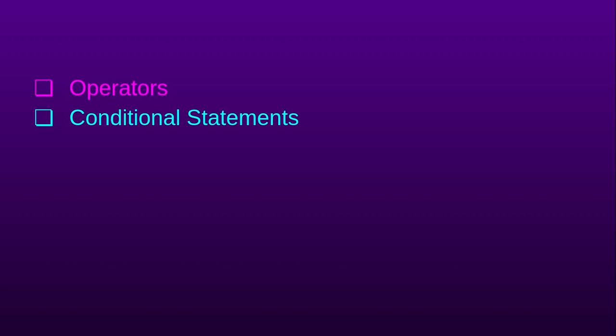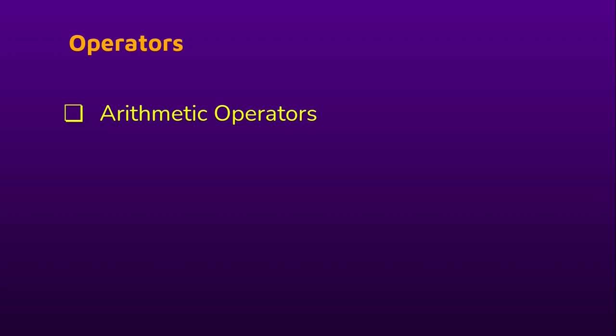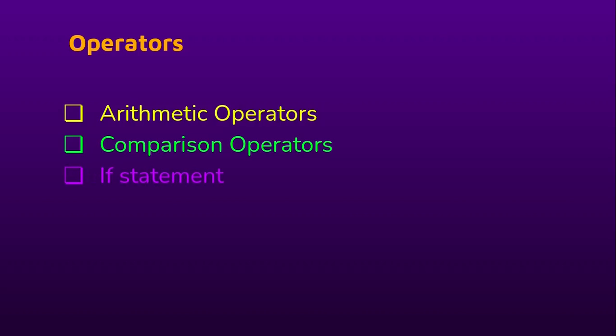Cool. So let's talk about what we're going to be talking about in this tutorial. We will be discussing operators. Then we'll talk about conditional statements. Right. So operators are divided into different categories. We have arithmetic operators, then we have comparison operators, and then we have an assignment operator, which we're going to be discussing as well.